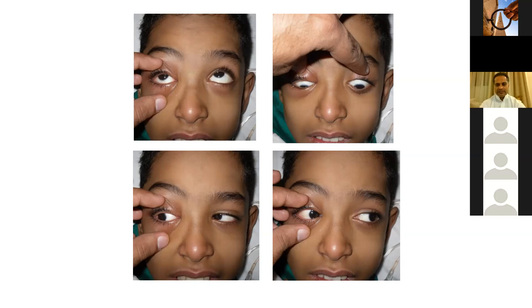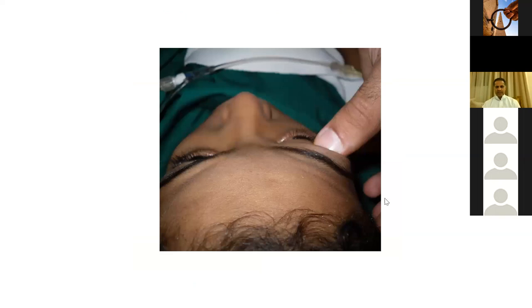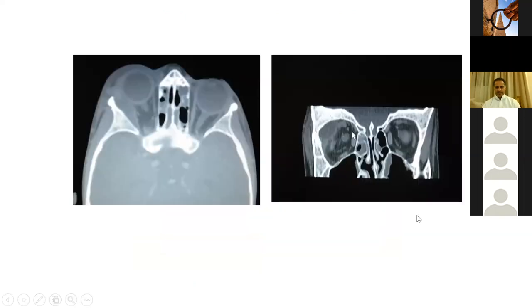So I can see the eye motility. He has a restriction in up gaze in the right eye compared to the left eye. That's very good. Then after the complete examination, we can proceed with the imaging. Just to show you that there's some proptosis here.